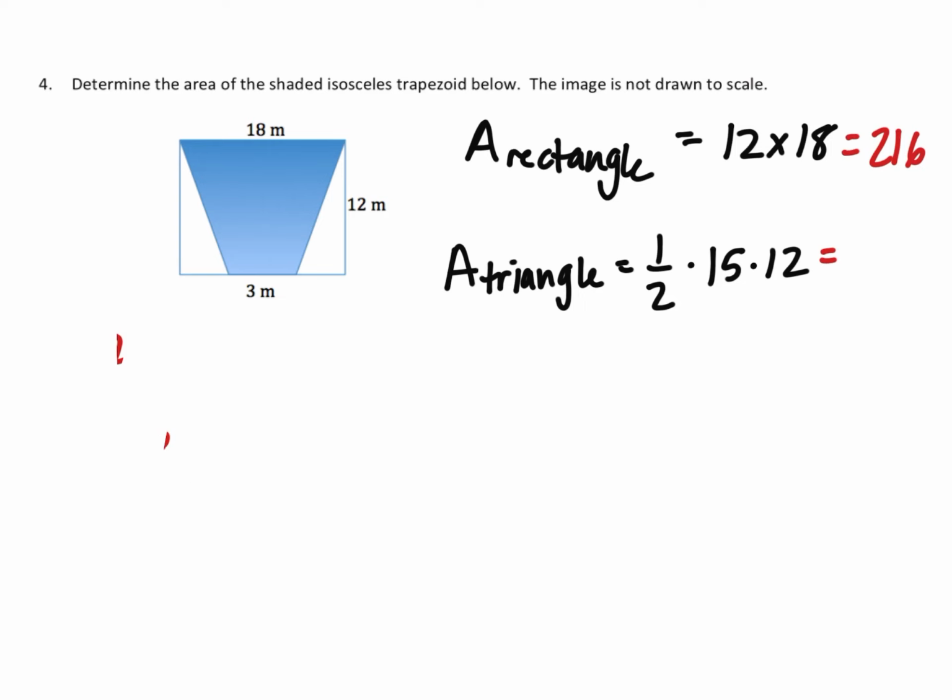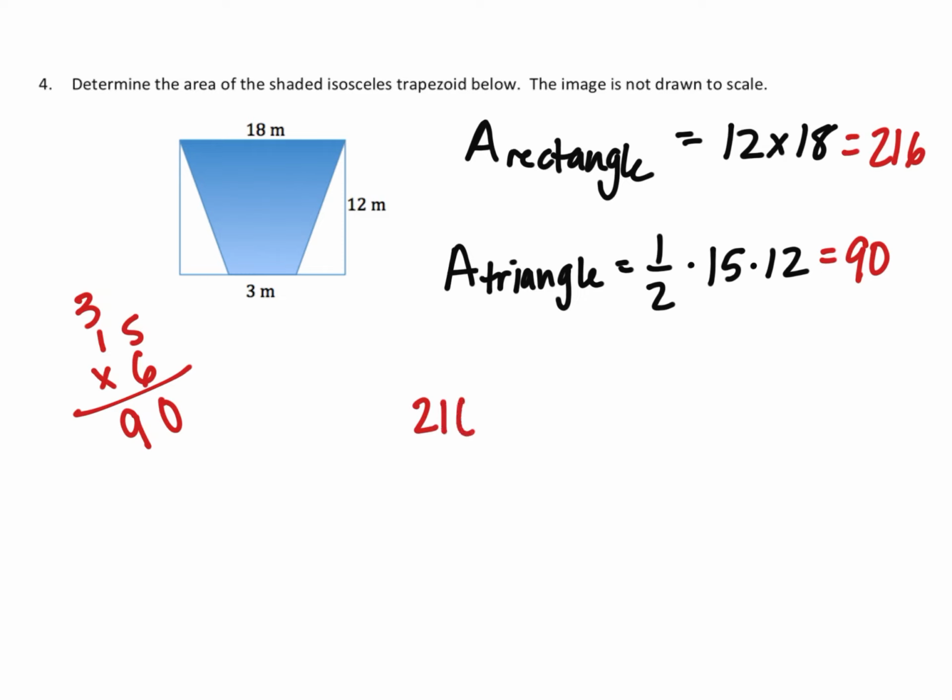Okay, the area of the triangle. Half of 12 is 6, and we need 15 times 6. 6 times 5 is 30. 6 times 1 is 6, plus 3 more is 90.